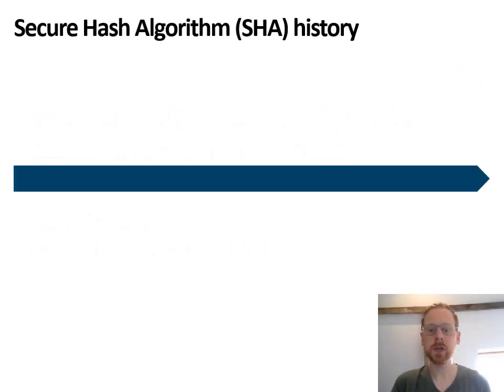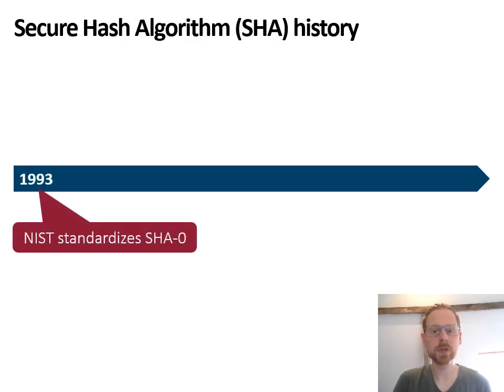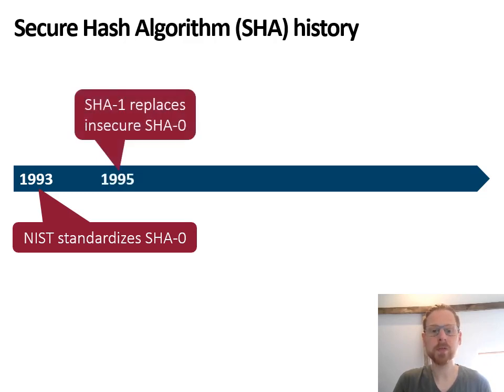And the secure hash algorithm family of cryptographic hash functions is by far the most widely used one, mainly because any other cryptographic hash function proposed to date has been found to be insecure. It was first standardized by NIST as SHA-0 in 1993. However, in 1995, some problems were detected, some security issues, and it was replaced by SHA-1.